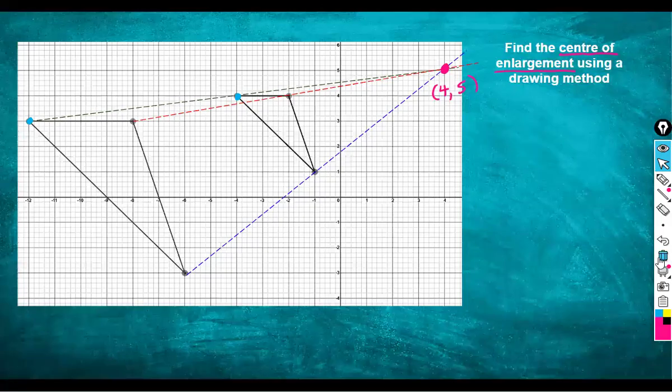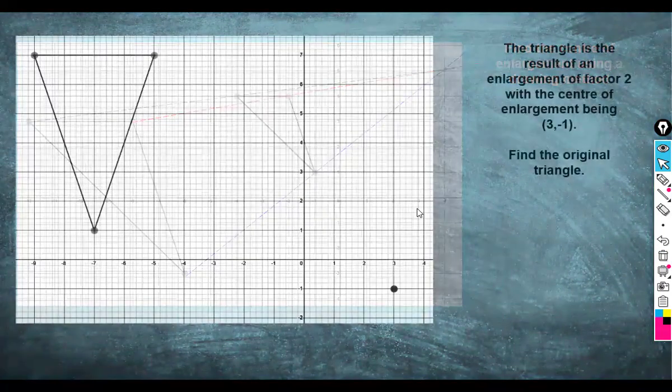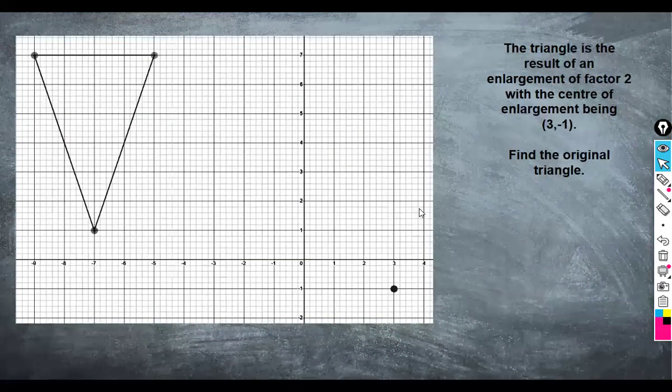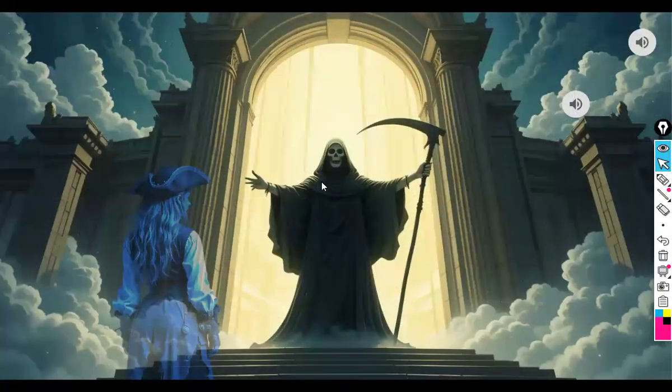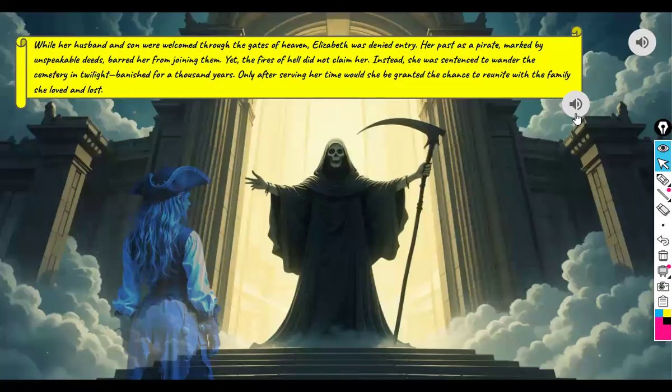Let's move on. We'll save this one for next week, right? I think you all have a lot to process. Let's see the end of this story now. Remember, this is Elizabeth, right? She wasn't really a good person for part of her life, right? But let's see what happens to Elizabeth.